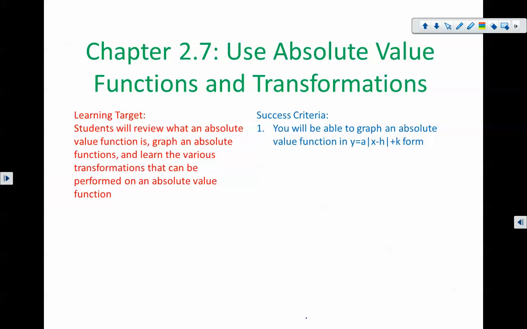This is Chapter 2.7, and in Chapter 2.7, we're going to be graphing absolute value functions and working with their transformations. So, the major goal of this video is being able to graph an absolute value function in this form, y equals a times the absolute value of x minus h plus k. So let's learn about how we do that.